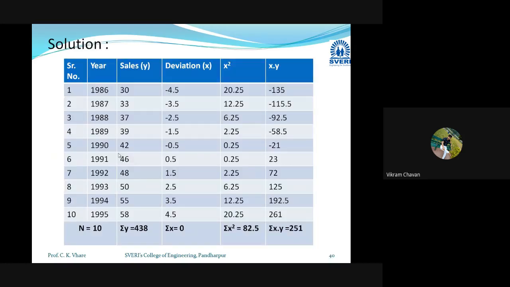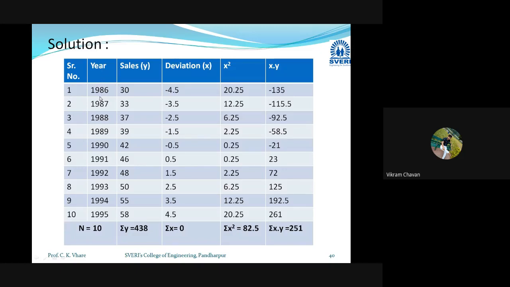Once again, we have to form one table which consists of the columns serial number, year, cells, deviation in bracket x, then square of deviation, that is x square, and multiplication of deviation and cells value, that is x multiplied by y. The serial number we provide according to the years, 1, 2, 3, 4 up to 10 years.